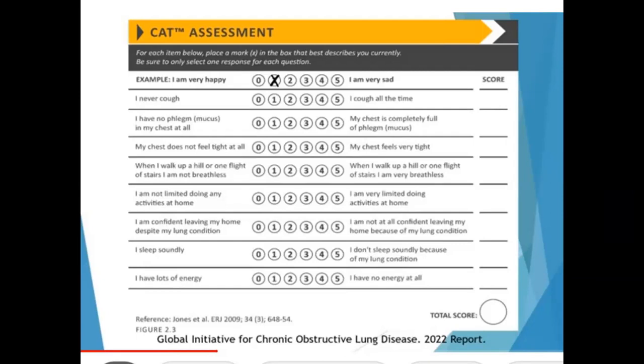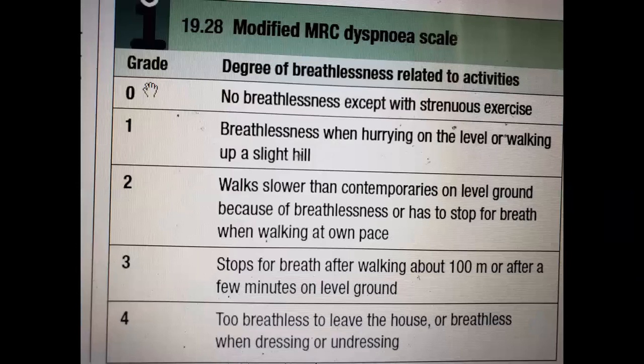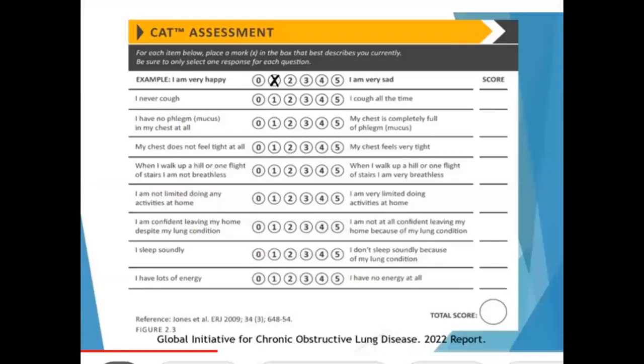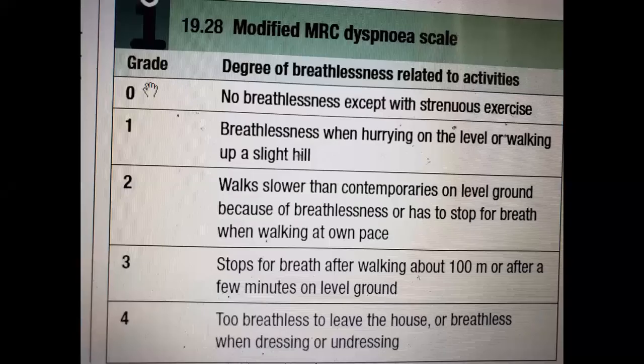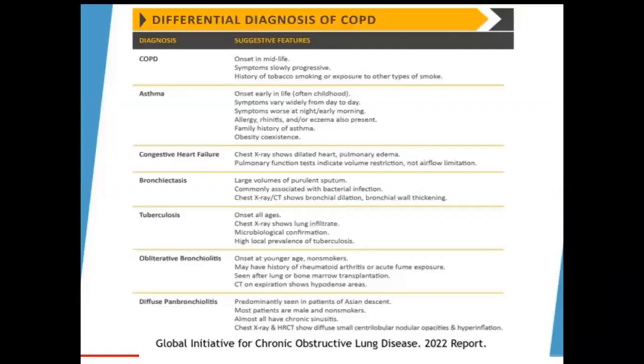That is the GOLD classification for the severity of COPD. This is the modified Medical Research Council Dyspnea scale, where it's from 0 to 4. And so, sorry to go back, for the CAT assessment scale, if you have somebody with a score of less than 10, it's a mild disease, and a score of more than 10 indicates severe disease. And for the modified Medical Research Council Dyspnea scale, a score of 2 and above is a marker of severity of disease. And if it's less than 2, then that is a mild disease.